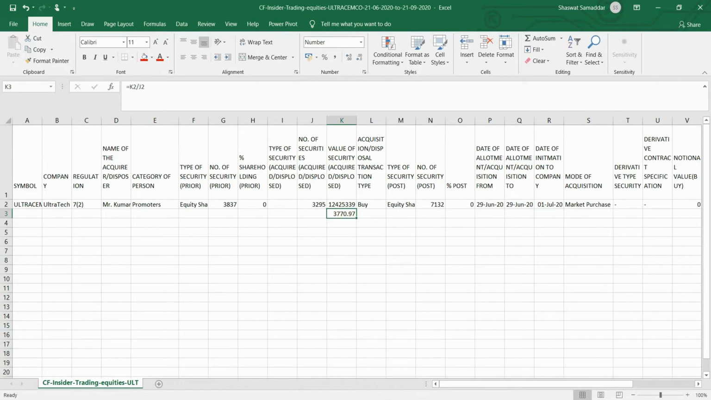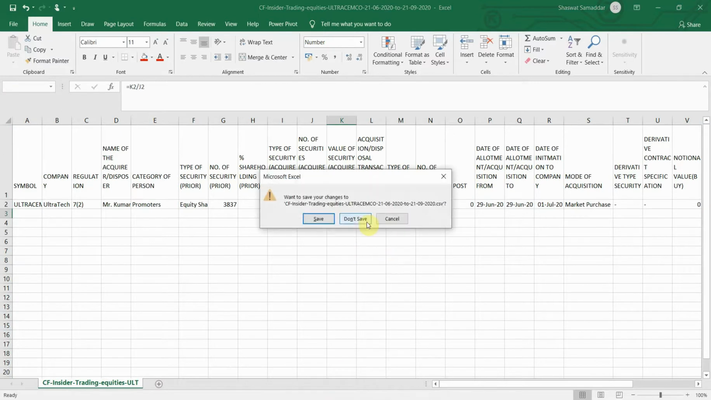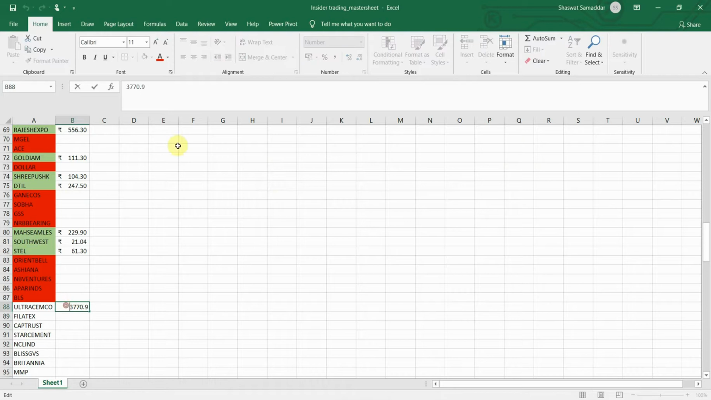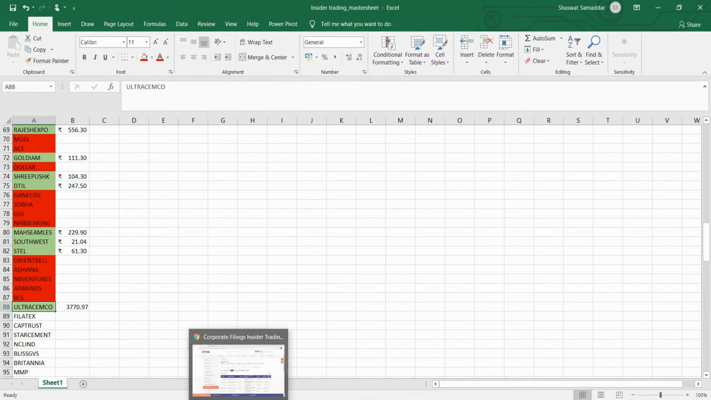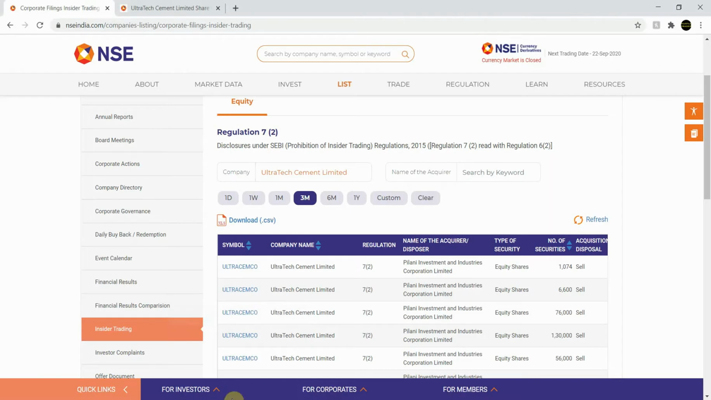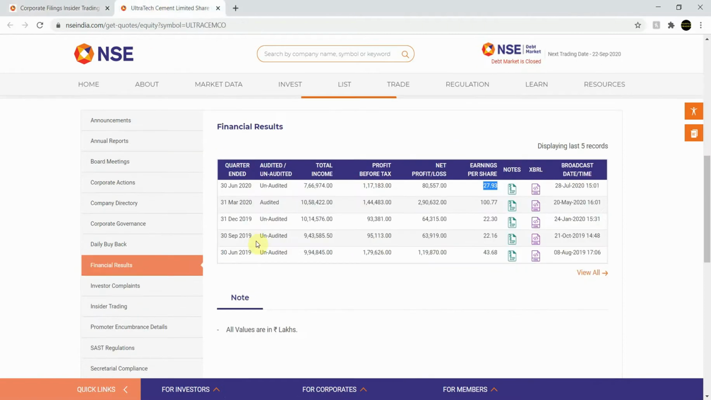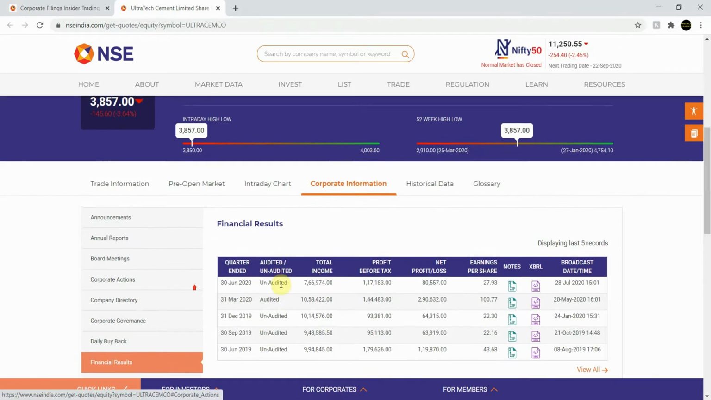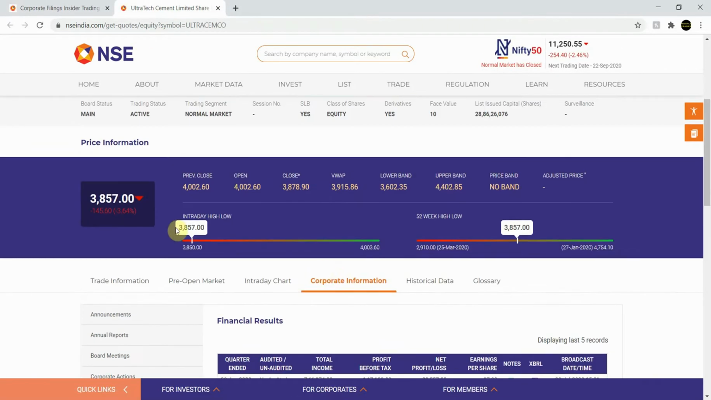Let me just double check it. Yeah, 3770.97 it is. Okay, so now let's check at what price it's currently trading, so that we can see whether or not it falls in the range of plus minus 3% of the average price at which the promoters have made a position. As you can see, it's currently trading at 3857.